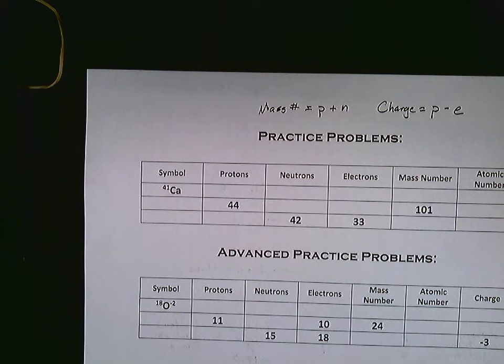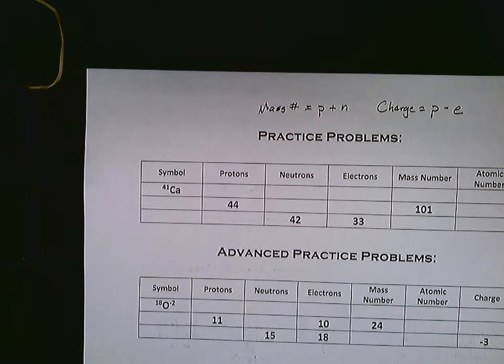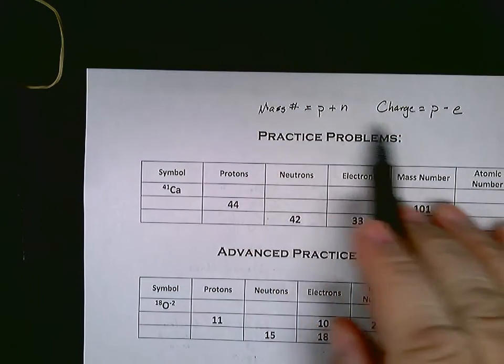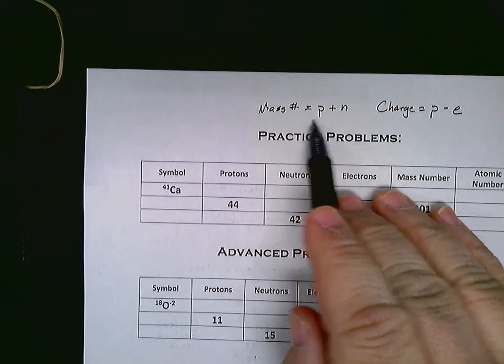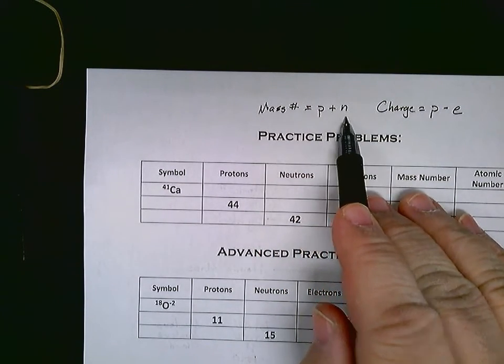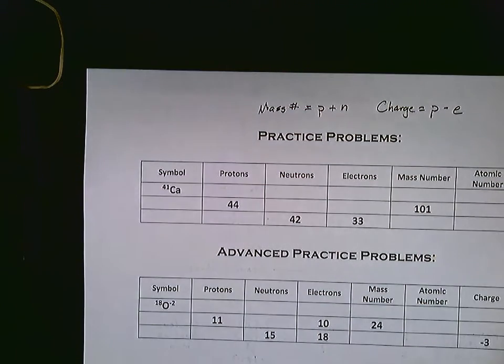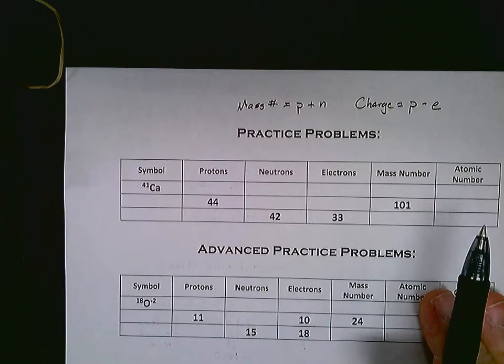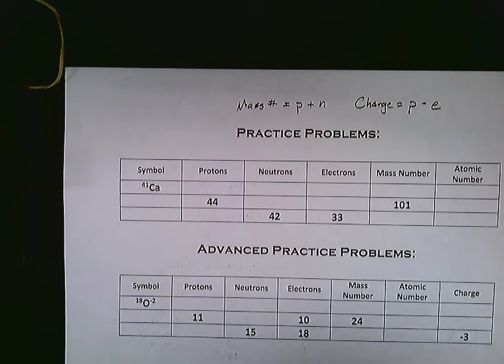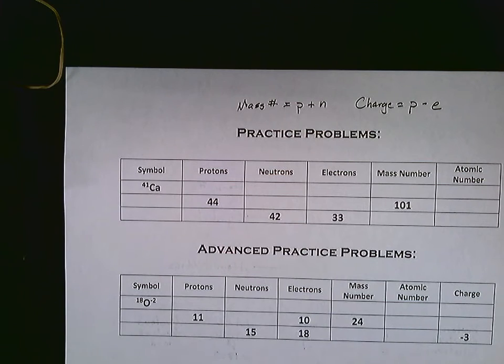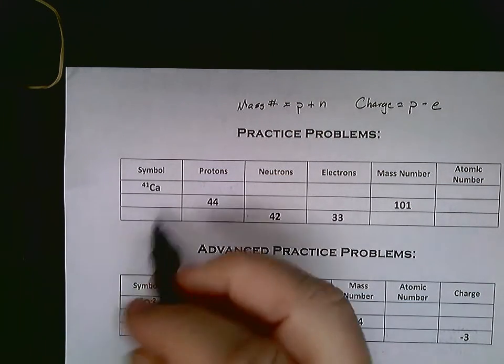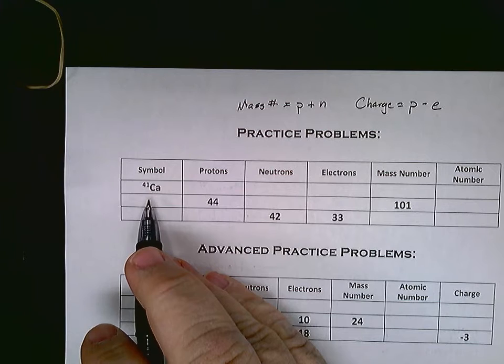Hello again, everyone. In this episode, we're going to talk about how we use the two formulas we learned from last time. The mass number equals protons plus neutrons, and charge equals protons minus electrons. How do we use that to actually calculate the information of what is actually in a given atom? We're going to start off with a fairly straightforward example, one where you're given the isotope notation.